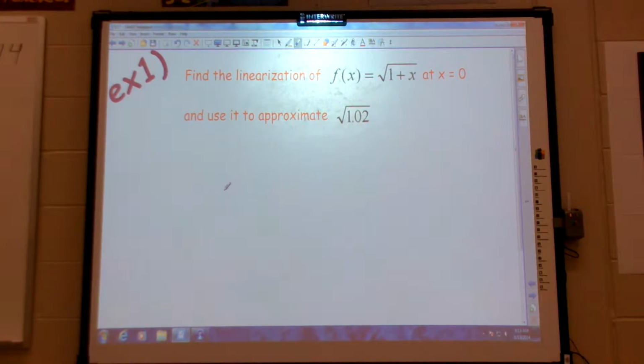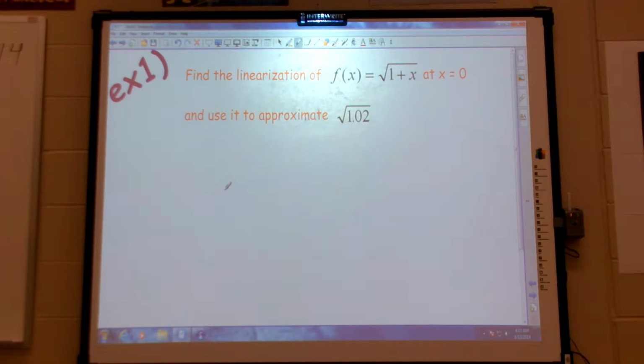Use it to approximate the square root of 1.02. This is no calculator. So here's where this kind of came about.